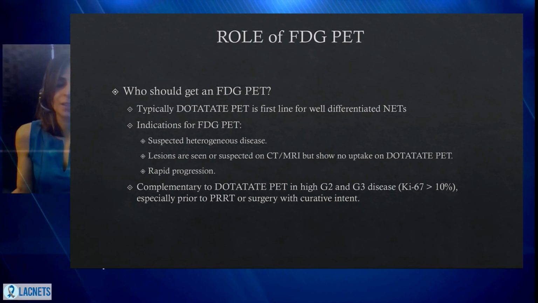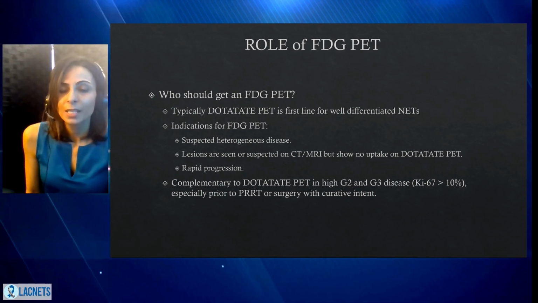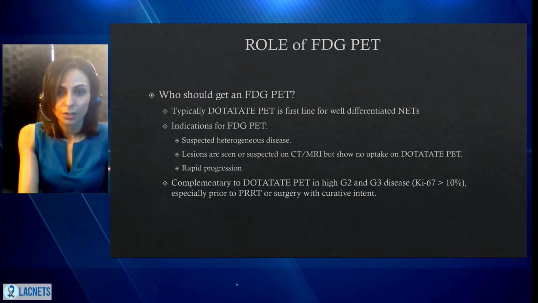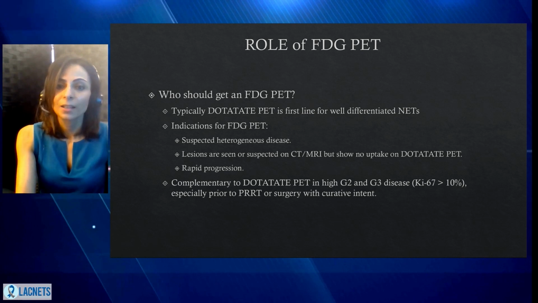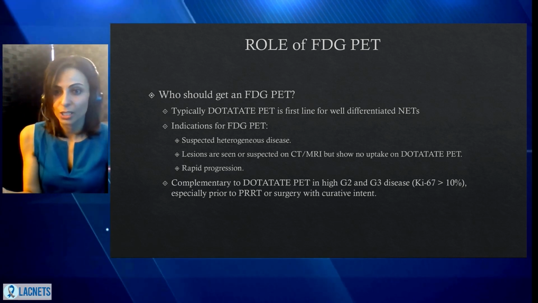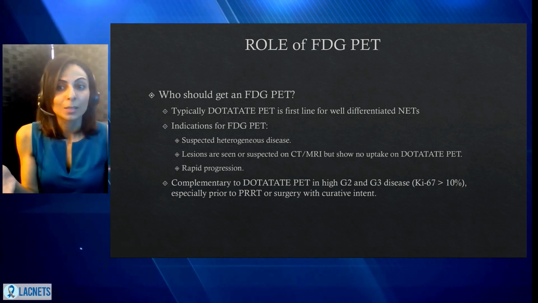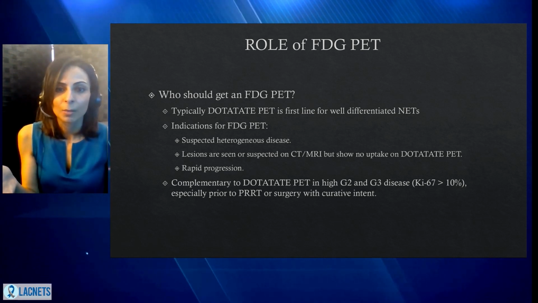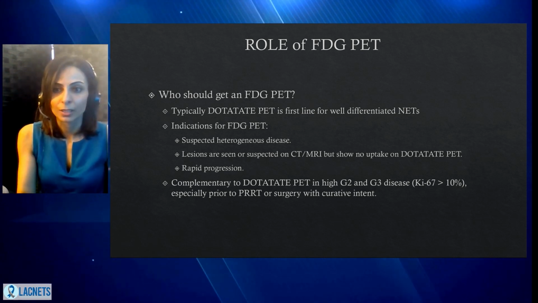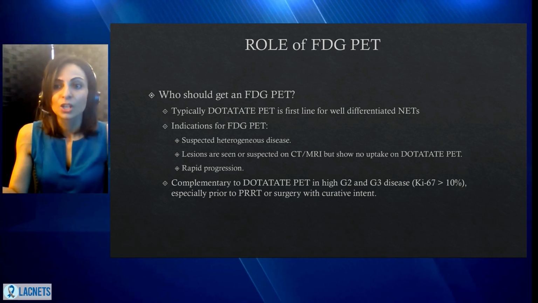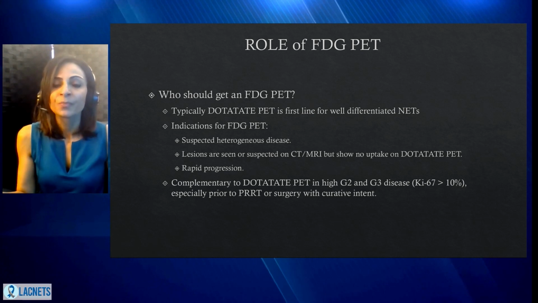So who should get an FDG PET? Typically, dotatate PET is first line for well-differentiated neuroendocrine tumors. We do get FDG PET if we suspect heterogeneous disease, if there are some lesions that we see or suspect are present on CT or MRI but are not showing uptake on dotatate PET. We get concerned that those are aggressive lesions that are not showing somatostatin receptors anymore, or if we have rapid progression.